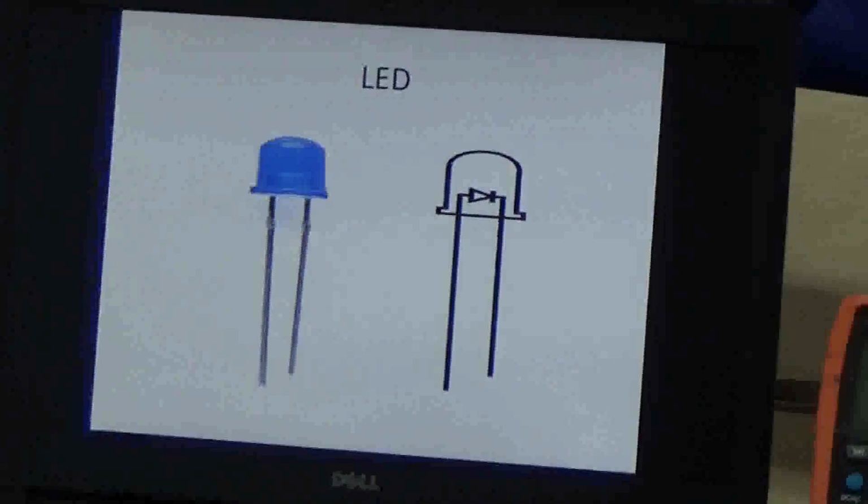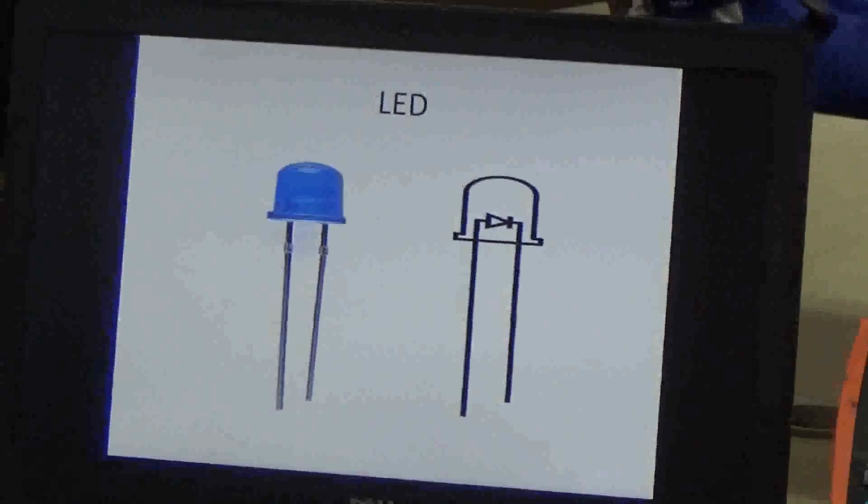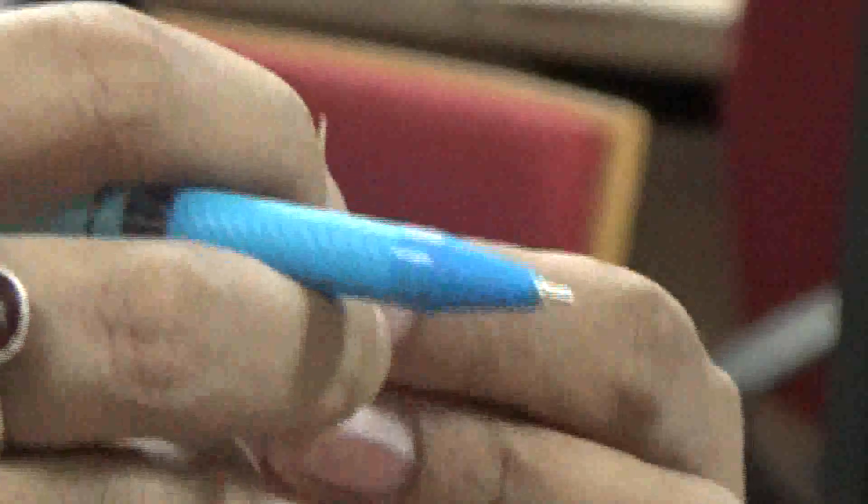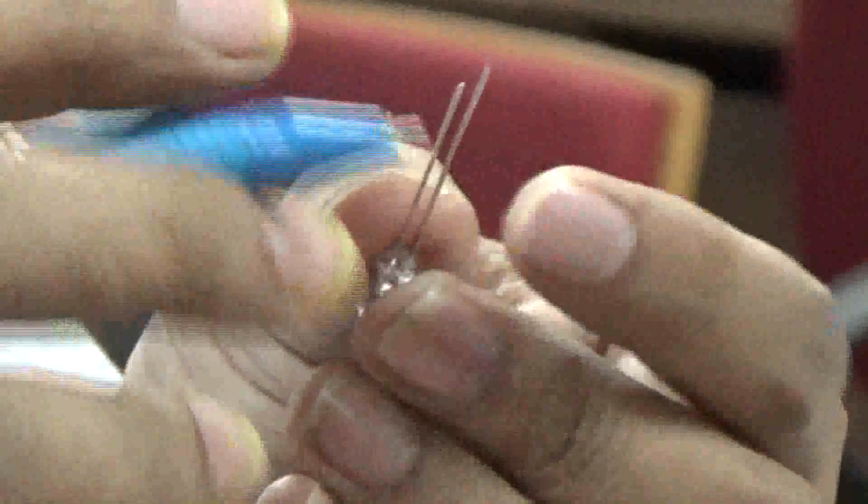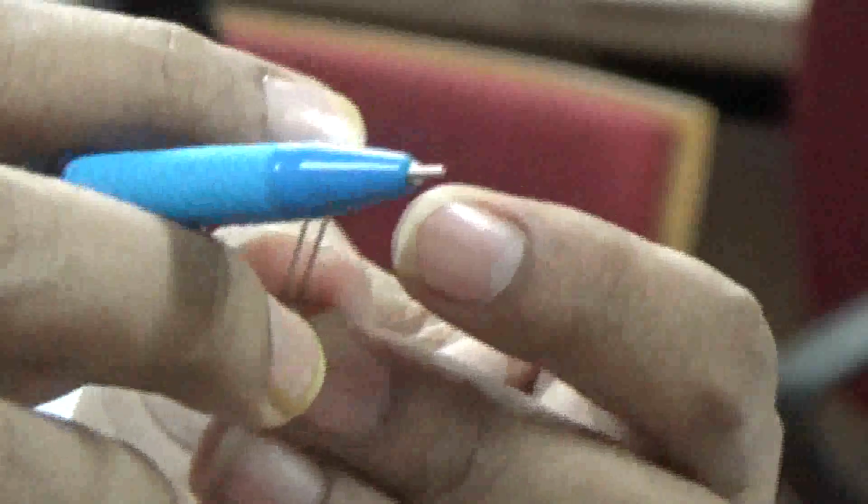Now the next device is the LED. In an LED there are two terminals. One terminal is longer than the second terminal. In this case, the shorter terminal indicates negative, meaning we have to apply negative voltage, and the longer terminal indicates positive, meaning we have to apply positive voltage. So we apply negative potential at the shorter terminal and positive voltage at the longer terminal.